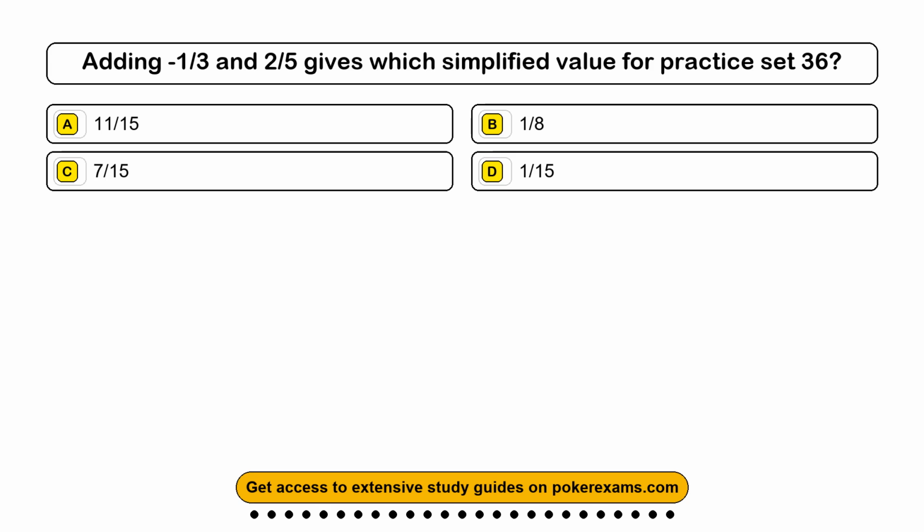Question 1. Adding -1/3 and 2/5 gives which simplified value for practice set 36? Option A 11/15. Option B 1/8. Option C 7/15. Option D 1/15.